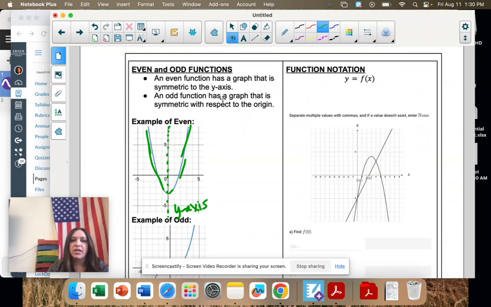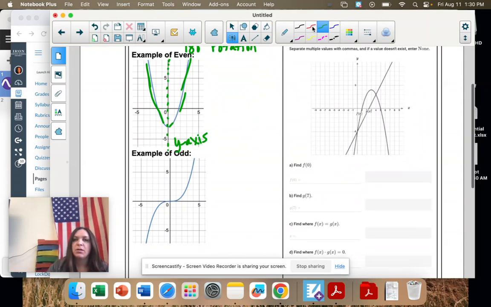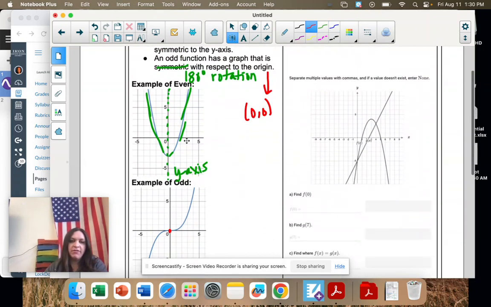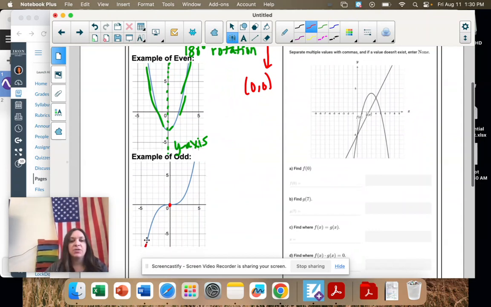So an odd function has a graph that's symmetric with respect to the origin. And it's actually not really symmetric, it's like a rotation. Symmetric is in the definition, but I like to say it's like you rotate 180 degrees about the origin. So remember, the origin means 0, 0. It's that point right in the middle of the graph. So if I were to take this piece of the graph and rotate it 180, it would go to the quadrant across from it and rotate up.